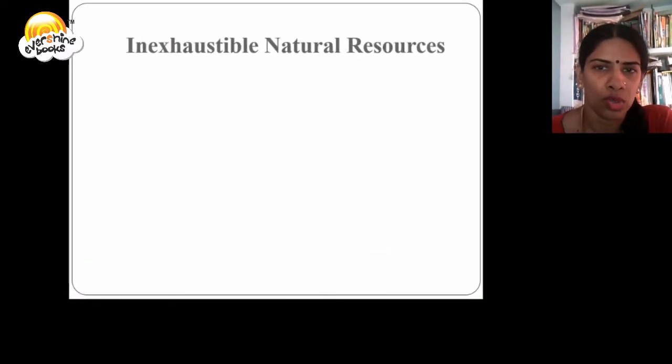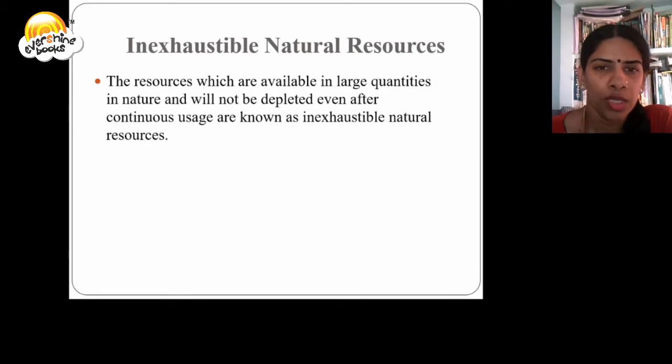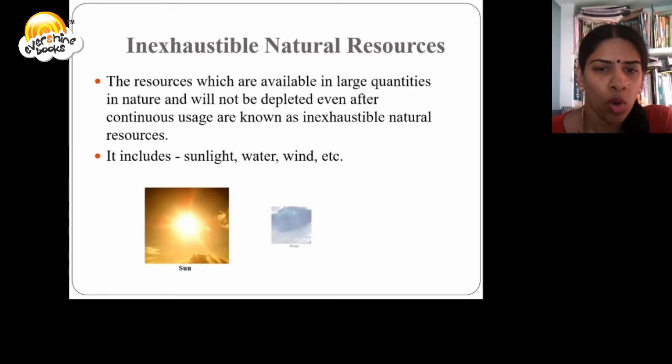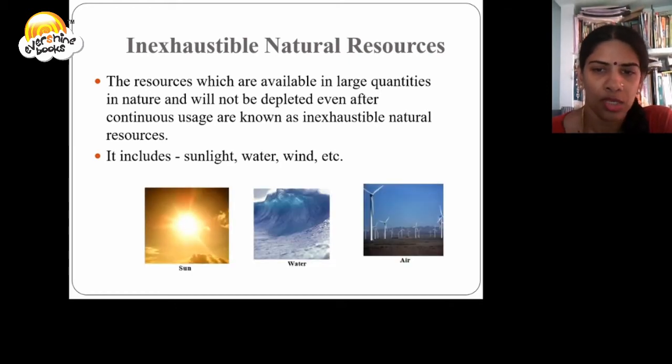Inexhaustible natural resources. The resources which are available in large quantities in nature and will not get depleted even after continuous usage are known as inexhaustible natural resources. It includes sunlight, water, wind, etc.